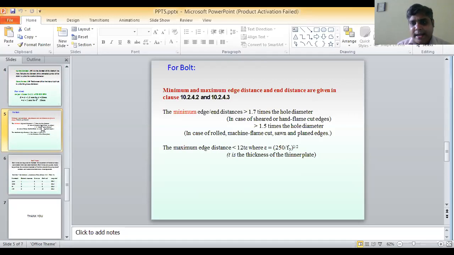Sawn and planed edges. The maximum edge distance is less than 12 T epsilon, where epsilon is equal to (250/Fy) to the power half. T is the thickness of the thinner plate.